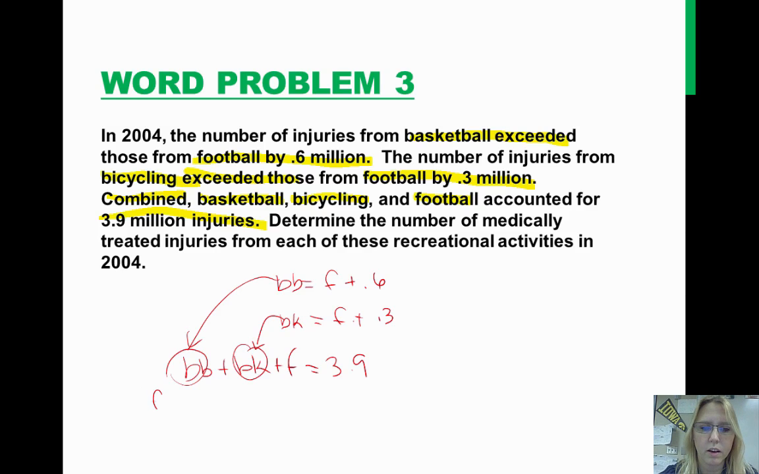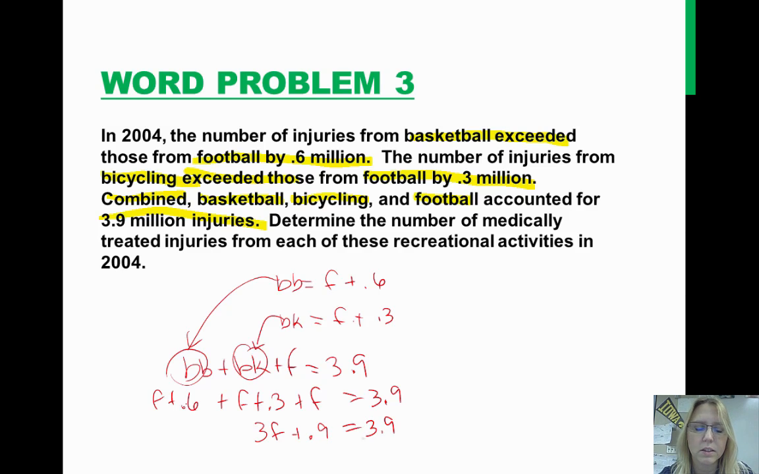So let's do that. F plus 0.6 plus F plus 0.3 plus F equals 3.9. So we have 1, 2, 3 F's over here. I'm going to add those together. And then 0.6 plus 0.3 is 0.9. So now we need to solve for F. I'm going to subtract 0.9 from both sides. And if I do that, I have 3F equals 3. So F, if I divide both sides by 3, is 1.